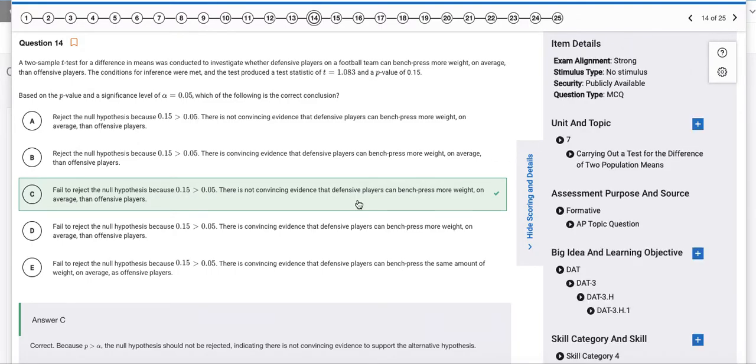Okay. Number 14 is asking about how you would write your conclusion. So we know that our p-value of 0.015 right here is greater than our significance level or alpha level. In that case, we do not have convincing evidence. We fail to reject the null and we do not have convincing evidence.